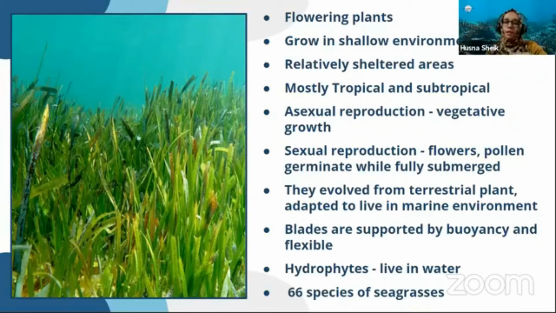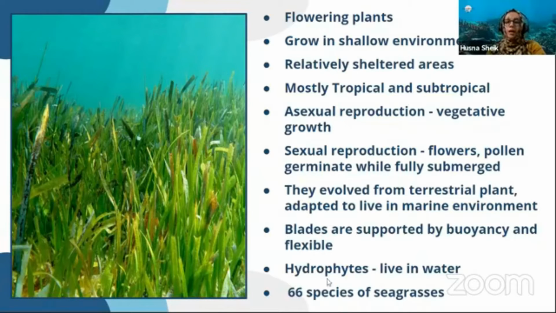You can remember that last week we studied marine algae, or seaweed. It's believed that terrestrial plants evolved from seaweed, and then from the terrestrial plants, a few plants adapted to live in the marine environment. That's how seagrasses evolved. That's the story. The blades, or leaves, are supported by buoyancy and are flexible, so with the currents they can move here and there without breaking.